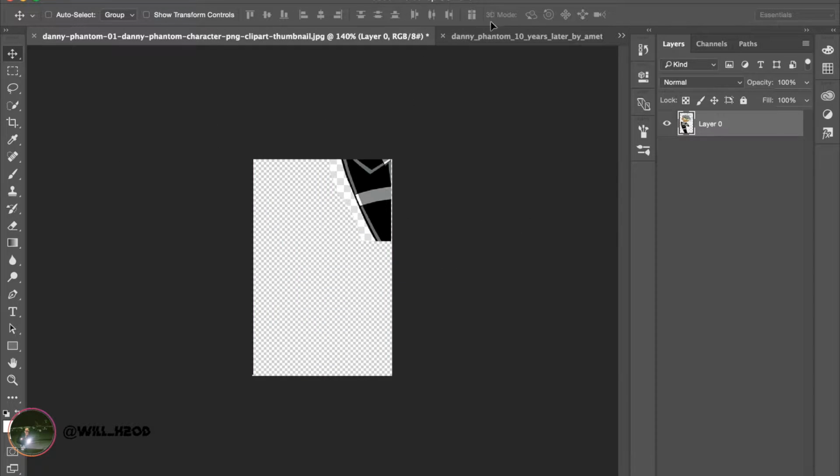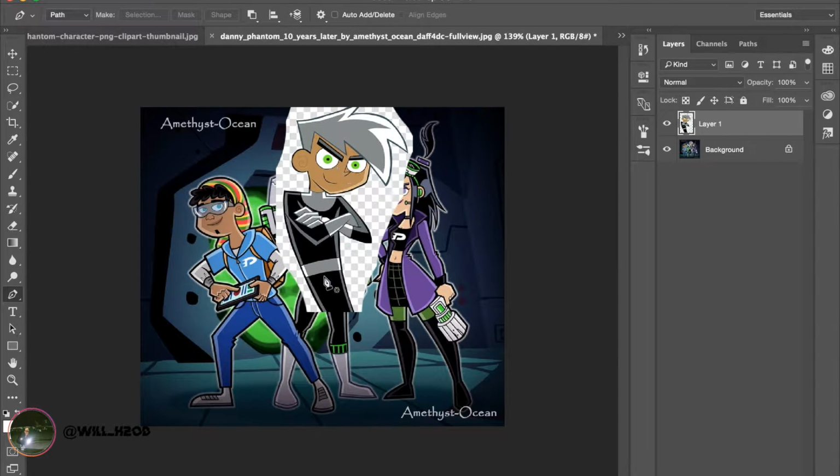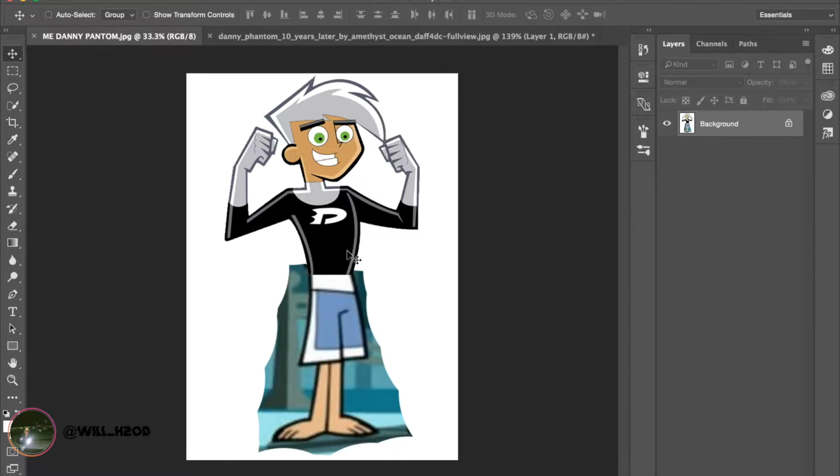So I would grab this and then put him like there and sort of get it to match up, if you know what I mean. I hope this is making sense. Then I'd sort of position him like that. So here's an example of one I've already done.